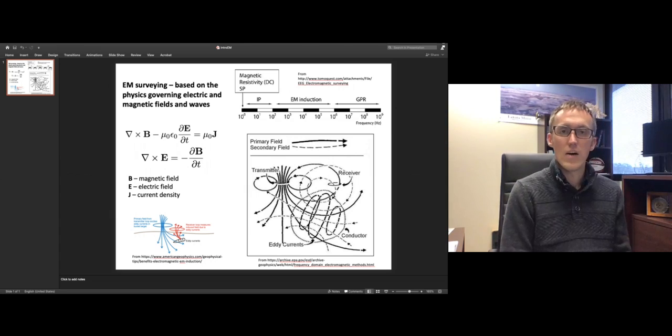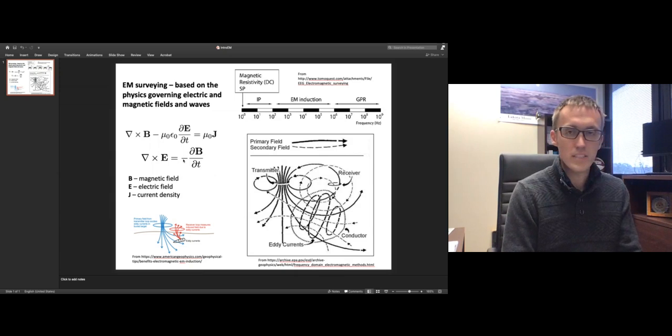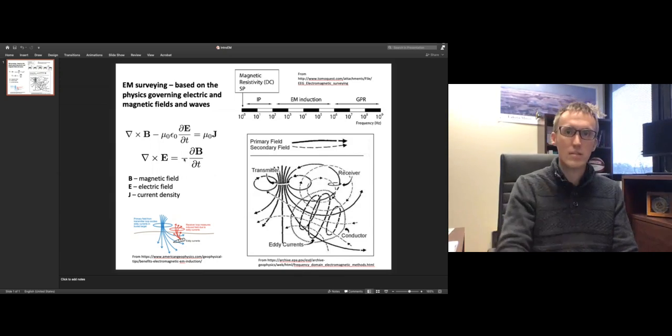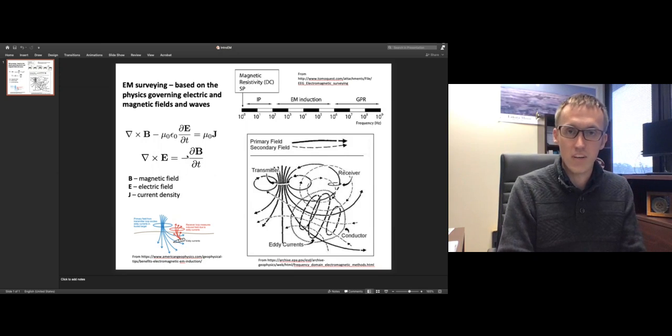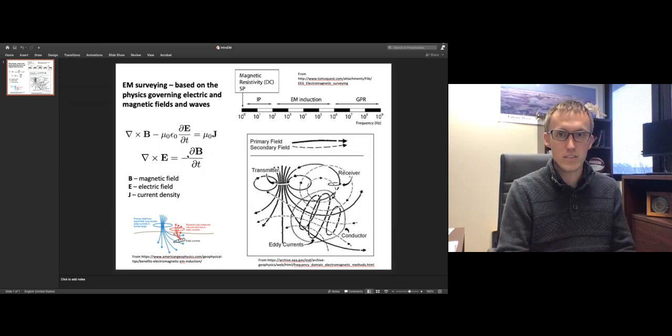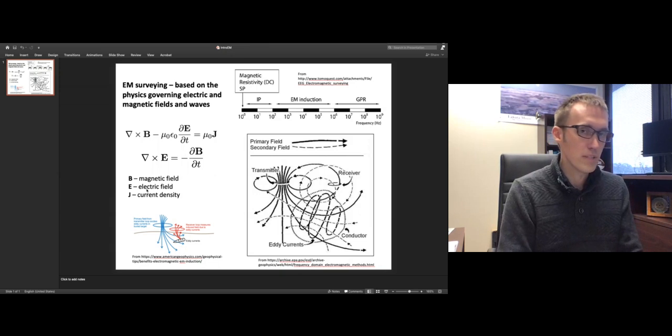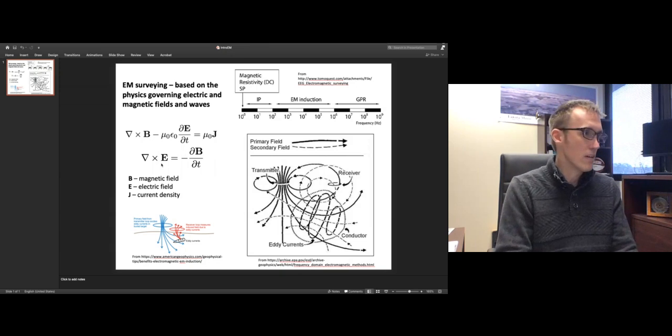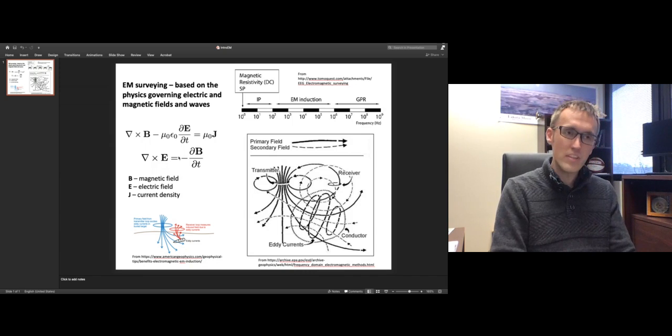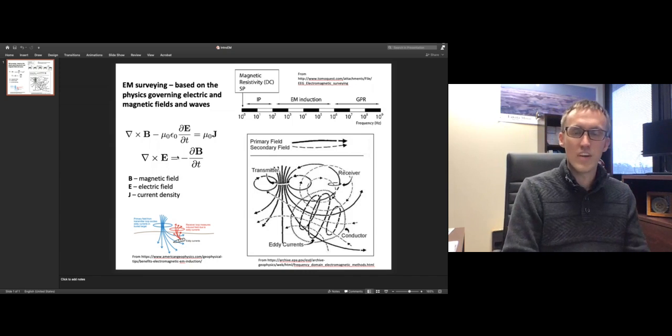and especially how electric and magnetic fields stimulate or create one another. And sorry I don't have this marked on here, but this is basically based on Maxwell's equations. And you've all had physics, I'm sure. Some of you may have had advanced physics classes in electromagnetics or quantum mechanics, and so you've probably seen these equations before. Probably you tried to forget them, but these are very important for how EM surveying works.